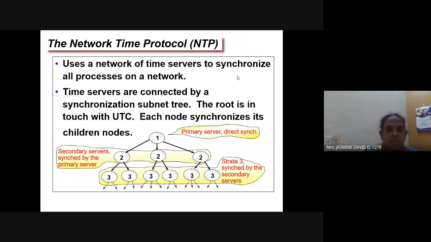The purpose of this time synchronization protocol can be that it can fuse the data, or it can extract or aggregate the data from the sensor field. Okay, that is the purpose of these synchronization protocols.